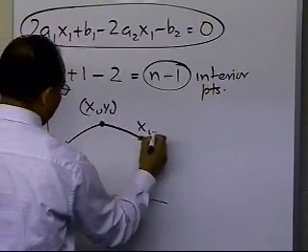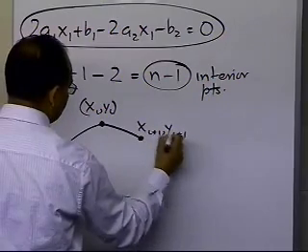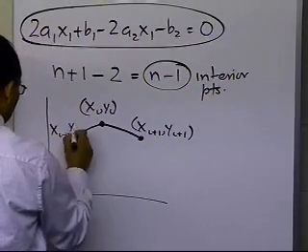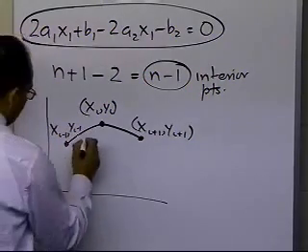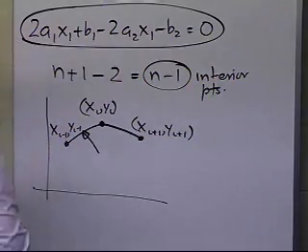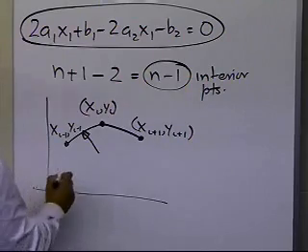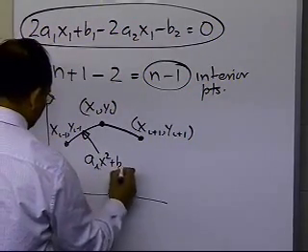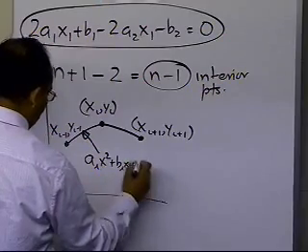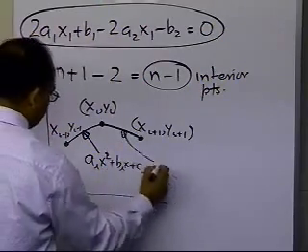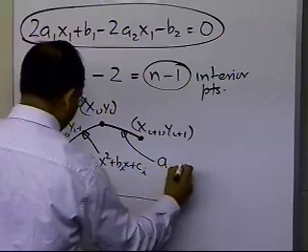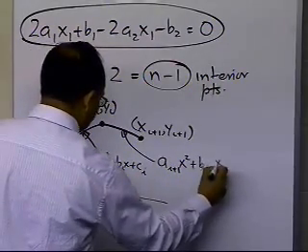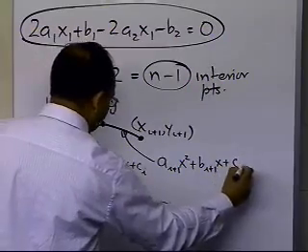This will be x of i plus 1, y of i plus 1. And then here will be x of i minus 1, y of i minus 1. So this particular spline will be equal to a sub i x squared plus b sub i x plus c sub i, and this spline will be a sub i plus 1 x squared plus b sub i plus 1 x plus c sub i plus 1.